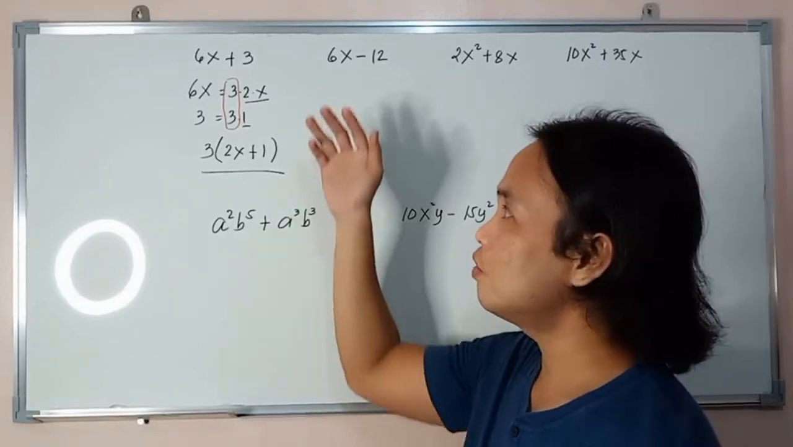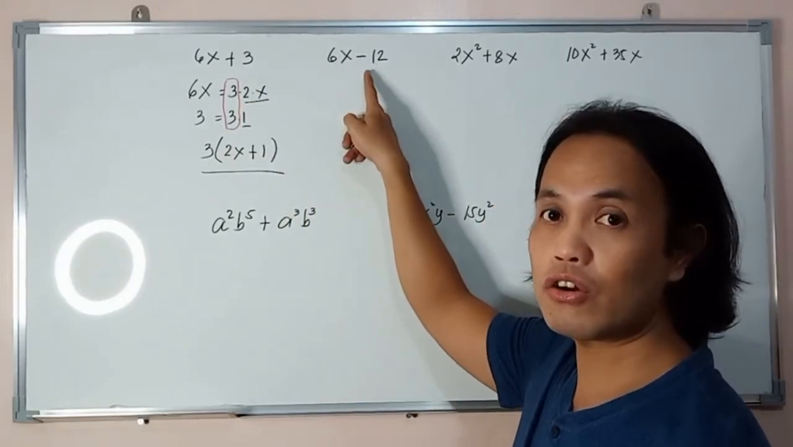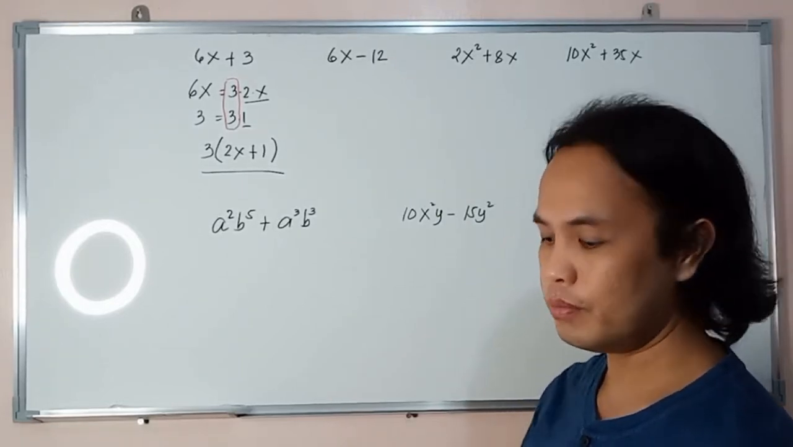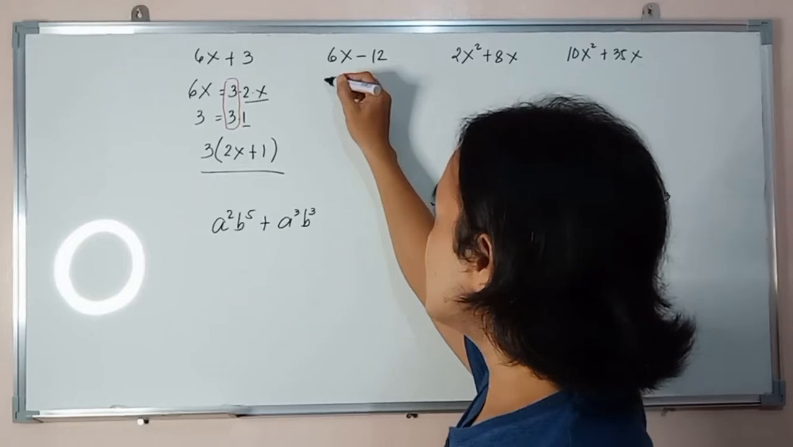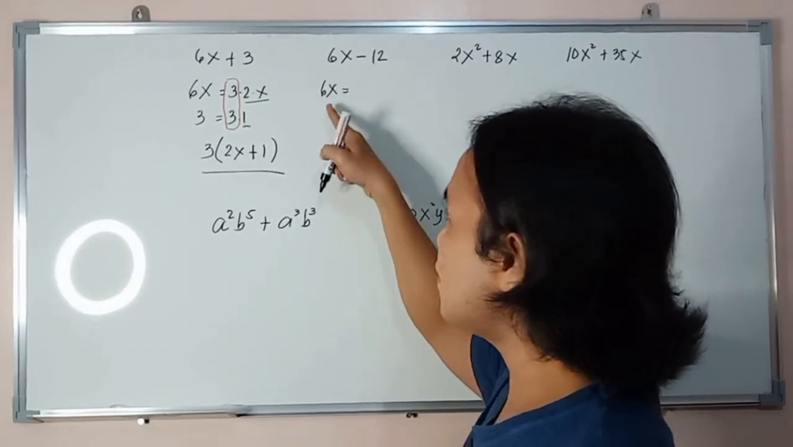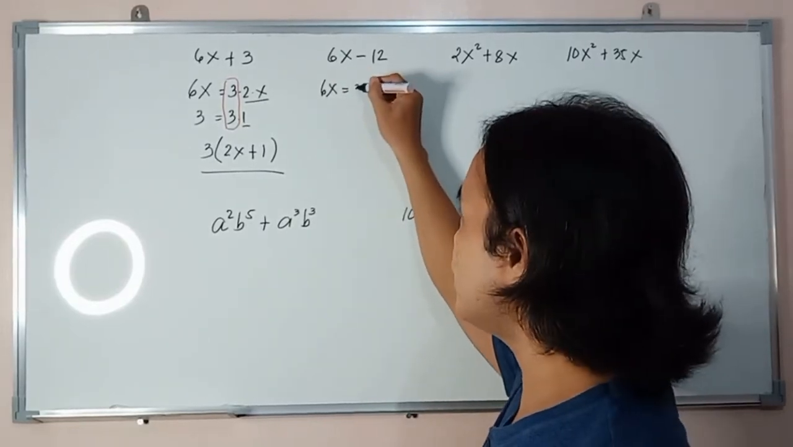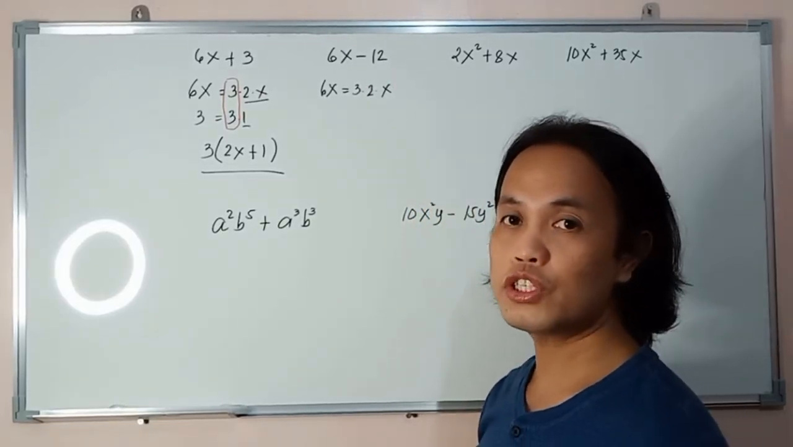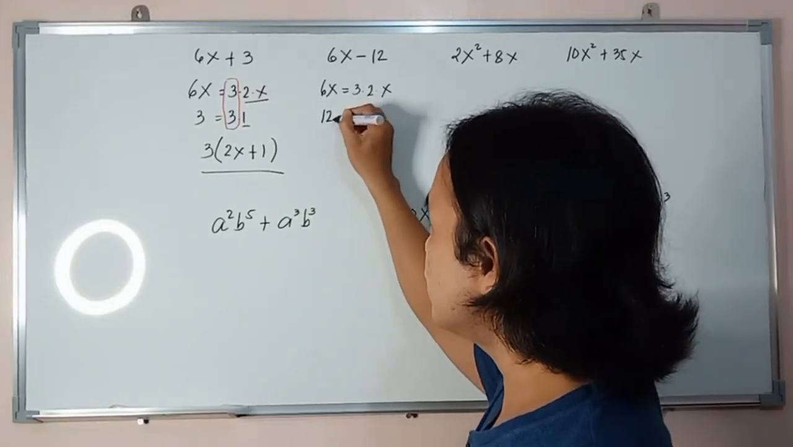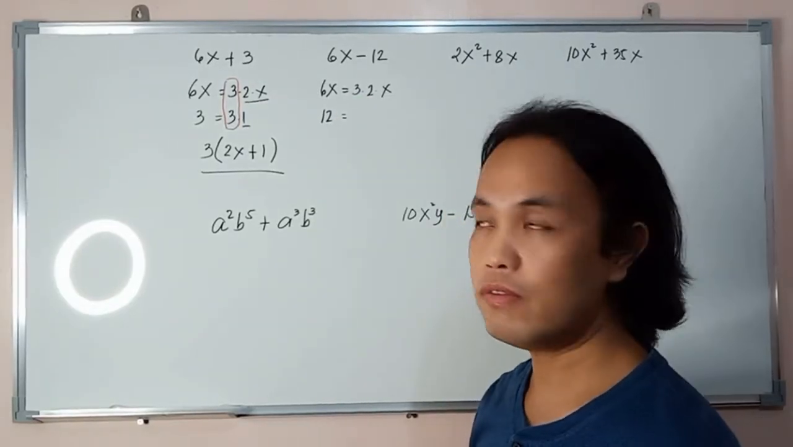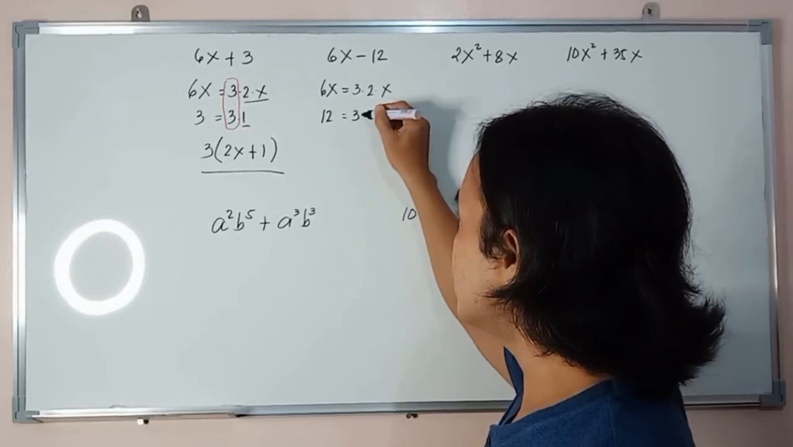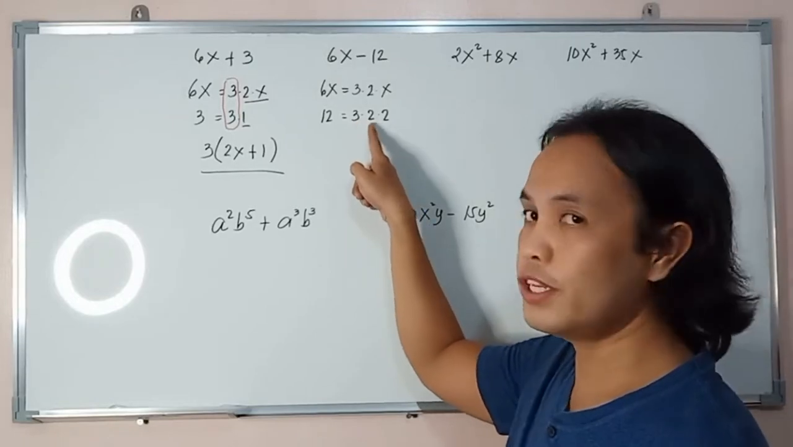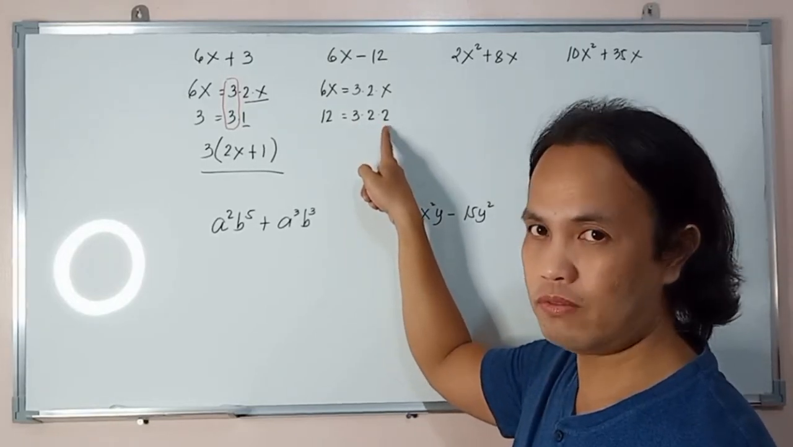This is similar to the first example: 6x minus 12. The same process, we use prime factorization on each term. The prime factors of 6x are 3 times 2 times x. The second term is 12, and the prime factors of 12 are 3 times 2 times 2. That is, 3 times 2 is 6, times 2 is 12.